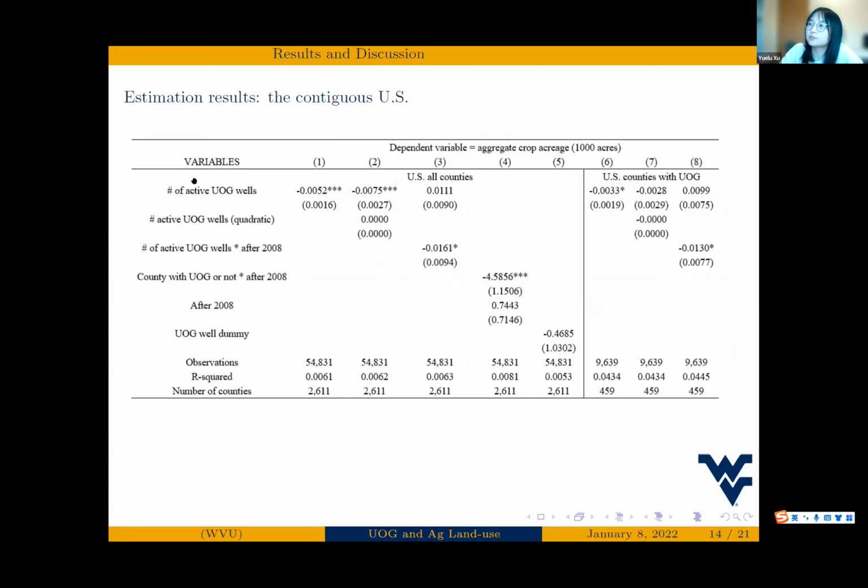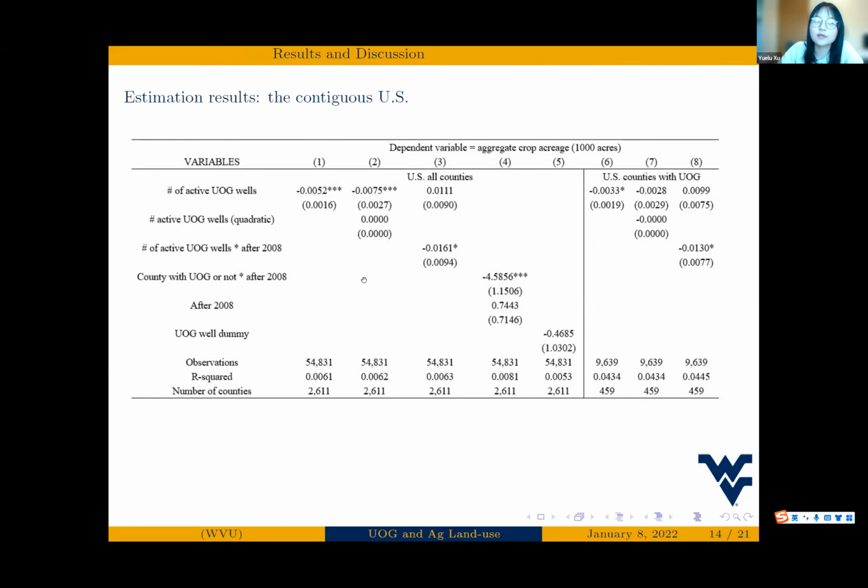This table presents the estimation results for the contiguous US. The left part is the results for the full sample. Each column corresponds to each specification, and the right part is for the subsample. Each column corresponds to the linear effect, quadratic effect, and the effect before and after 2008.